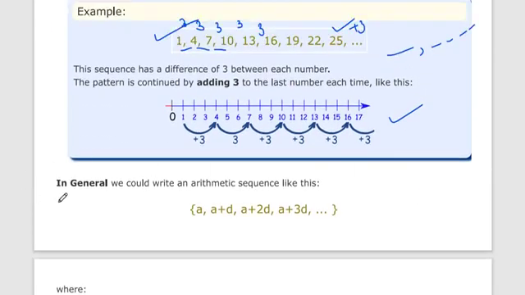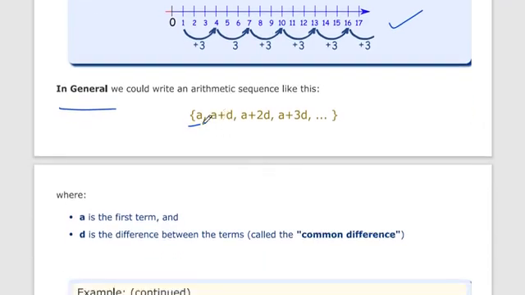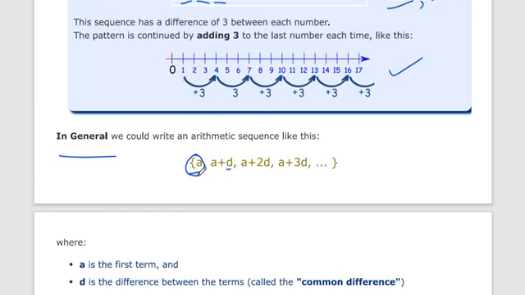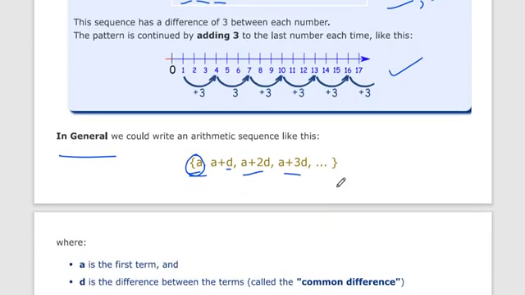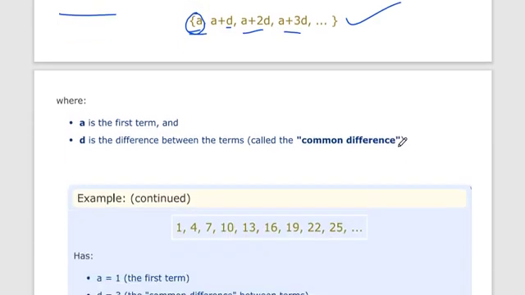Also, we talked about how to write an arithmetic sequence in general. Here a is our first term and d is the common difference between two terms. So first of all, the first term is a, then we add d to each term. First a plus d, then a plus 2d, a plus 3d. So we can also write an arithmetic sequence like this.